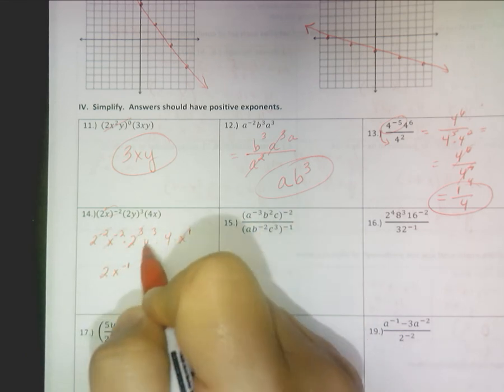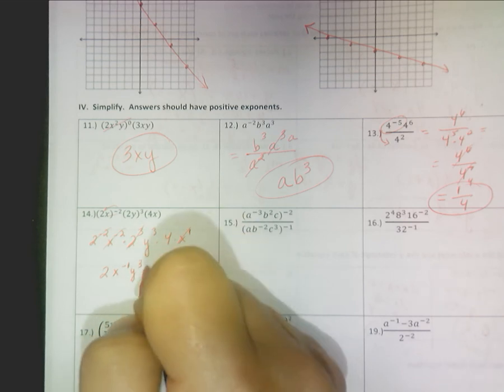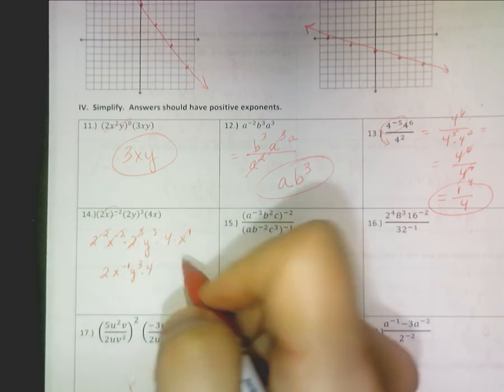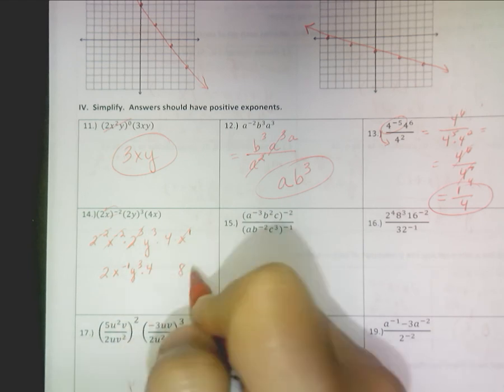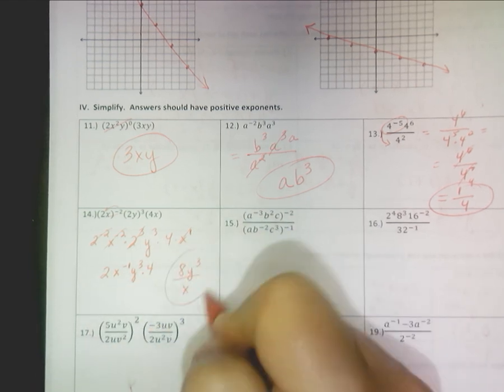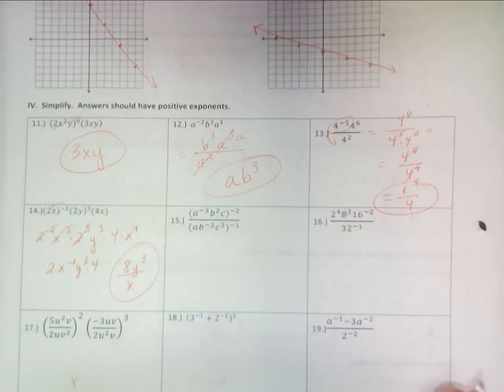What else do I have? Y to the 3rd, which stays there, and a 4. So let's see what that will become. So 2 times 4 would be an 8. Y to the 3rd would stay here, but that x to the negative 1 would just go on the bottom. And that's the answer.